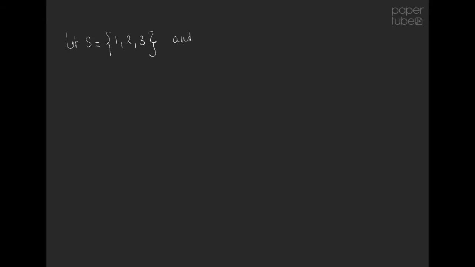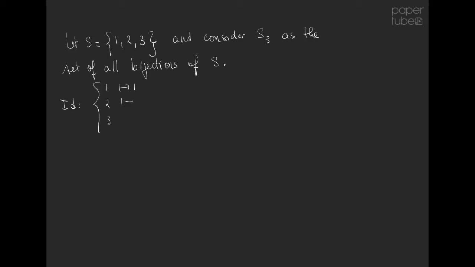And we consider S3 as the set of all bijections of S. So for instance, the identity sends every element to itself. Let's call this map here R. It acts like a rotation. It's essentially just cycling. The element 1 goes to 3, 2 goes to 1, 3 goes to 2.